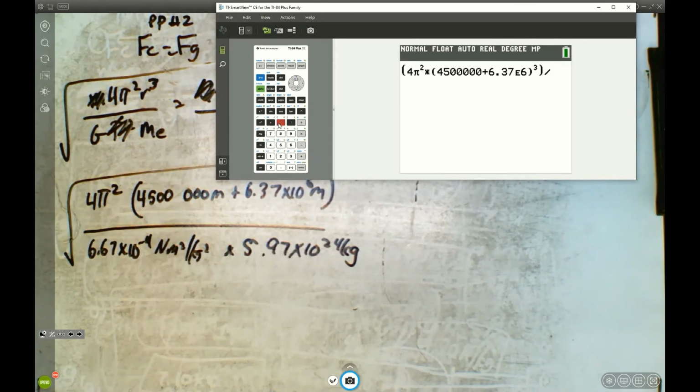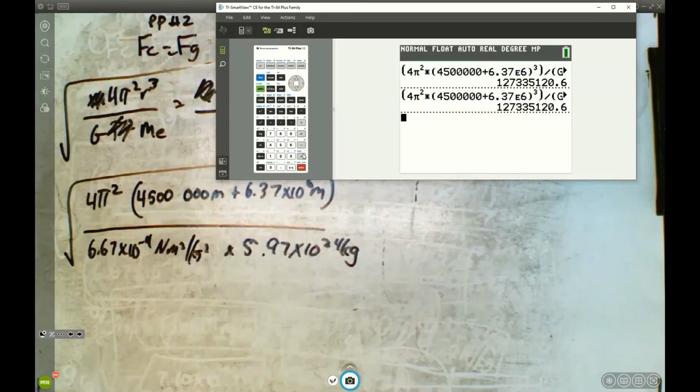And then on the bottom, we have g times 5.97 times 10 to the 24. And there we go. Cool. That's our answer. And then we have to square root our answer. So we end up getting that.